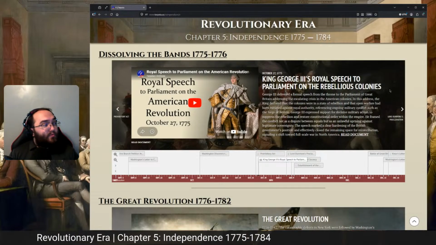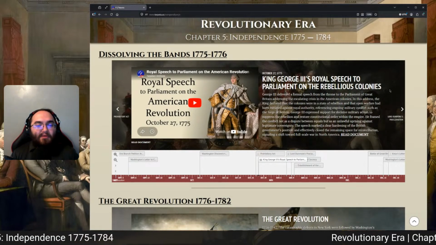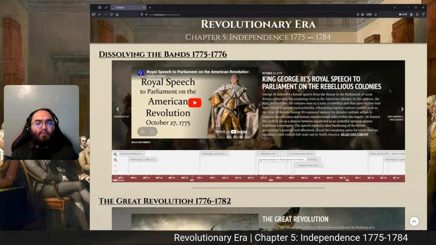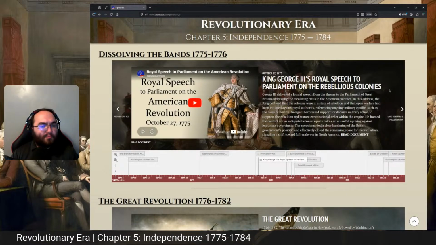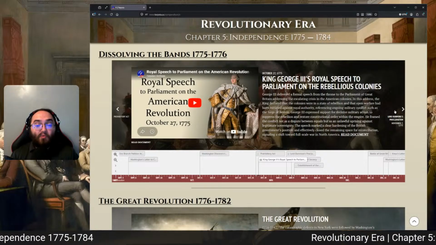King George III will issue a second proclamation regarding the American Revolution, and this time he is encouraging Parliament to take actions to send troops and military to the Americas in order to quell the rebellion.